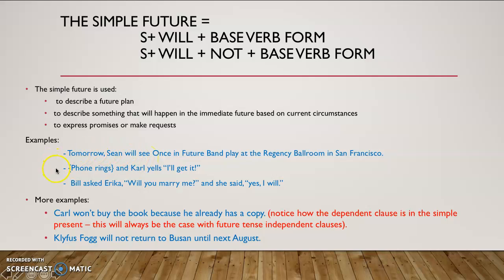Let's look at the second example. Let's imagine the phone rings. Bring, bring. And Carl hears it and yells, I'll get it. You can see that he's got the subject I contracting with the auxiliary verb will, then the base verb form get. Notice he's not putting an S on there. It's just base verb form get.